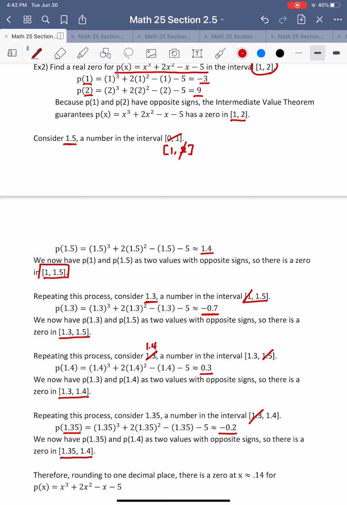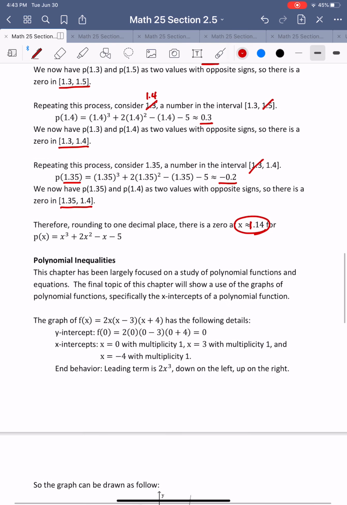So we can say the zero will be approximately 1.14, okay? Yeah, not 0.14, okay? Alrighty. Okay, so polynomial inequality right now.